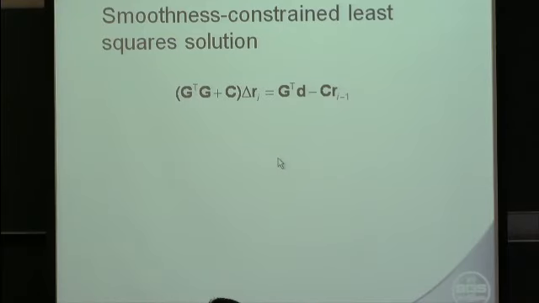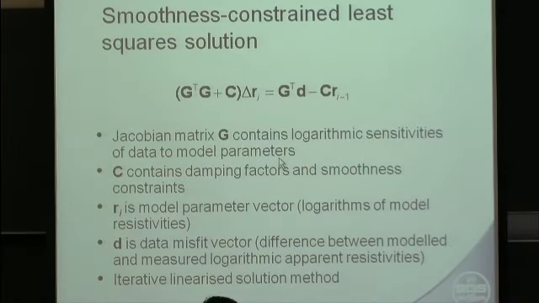This is called the smoothness constrained linearized solution. The matrix G there is the Jacobian matrix, which contains the logarithmic sensitivities of the data to the model parameters. The model parameters are the model cell resistivity values. C is the constraint matrix, that's got the damping factors and the smoothness constraints. R is the model parameter vector, which is on a logarithmic scale again, as is the data misfit vector. And of course we iterate, we have a nonlinear problem, so we iterate the solution of this until we converge to some predetermined criterion.